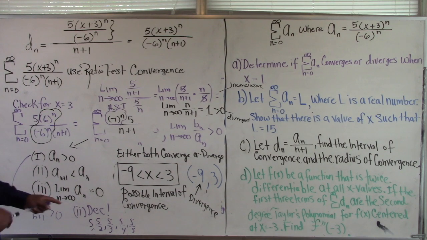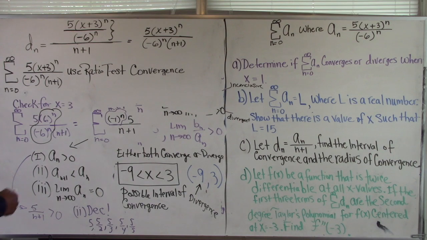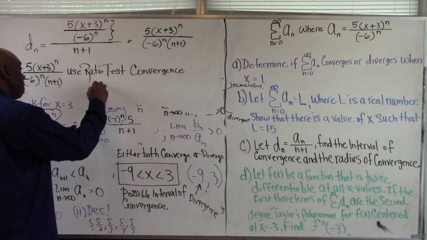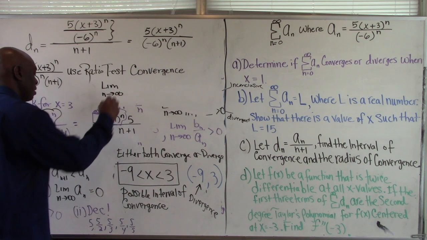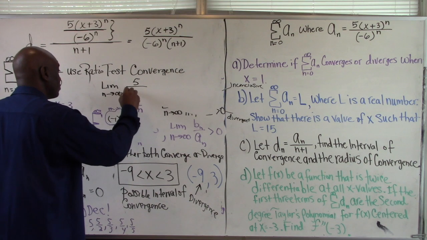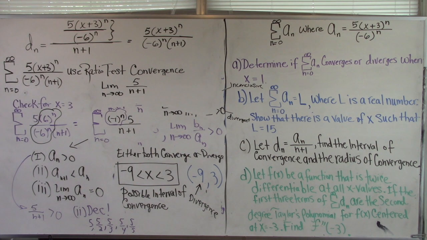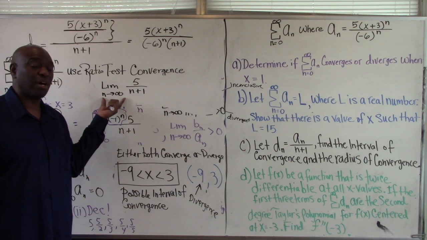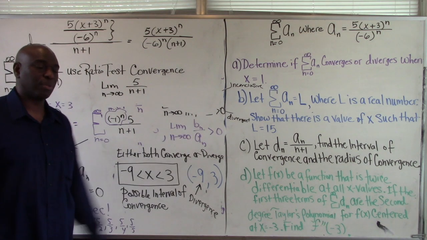And then lastly, just check the limit. Let's see what the limit is doing. Look at the limit as n goes to infinity of 5 over n plus 1. And as you can see, as n gets increasingly large, so does n plus 1. And 5 divided by an increasingly large number goes to 0.